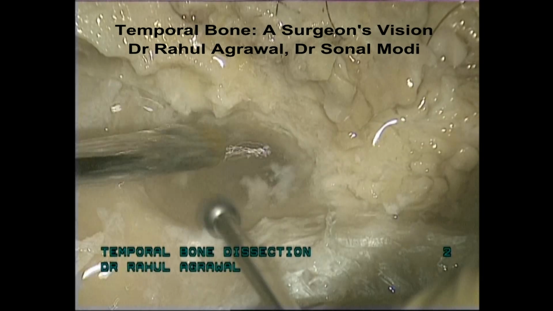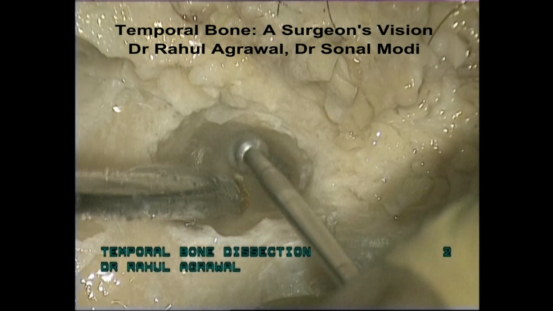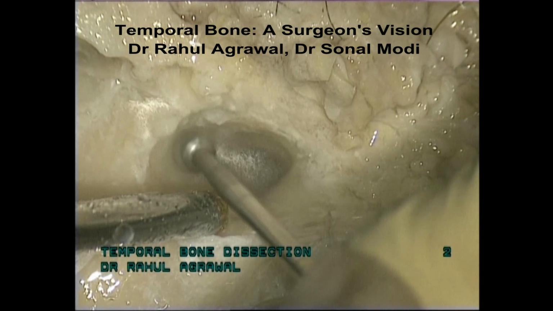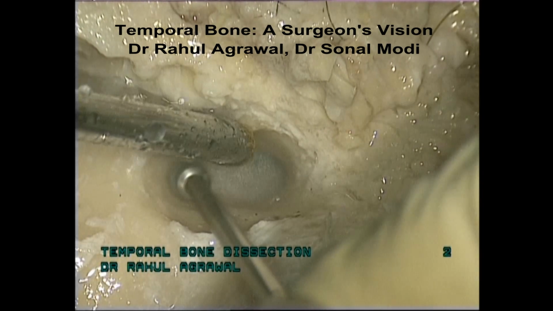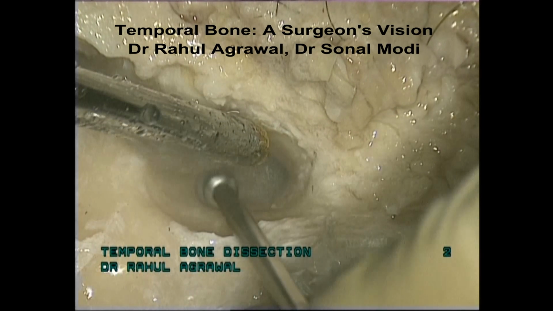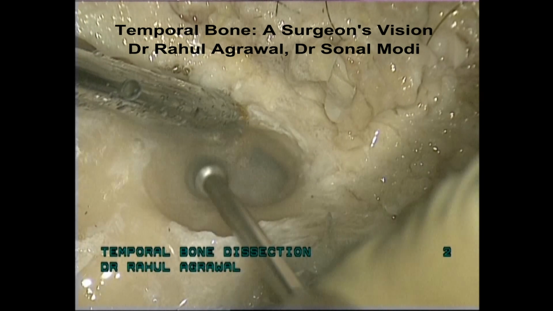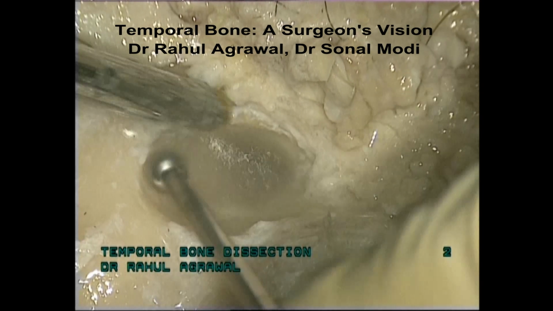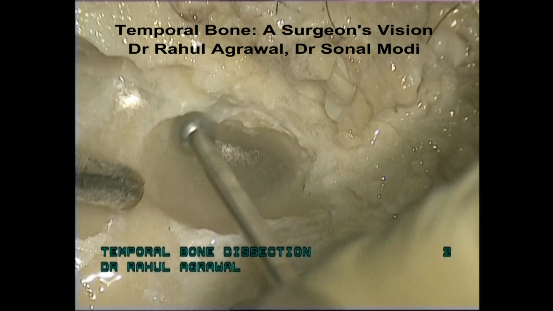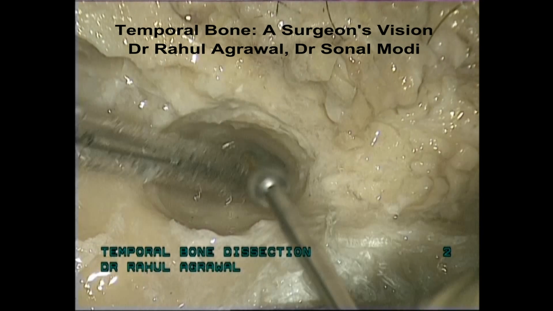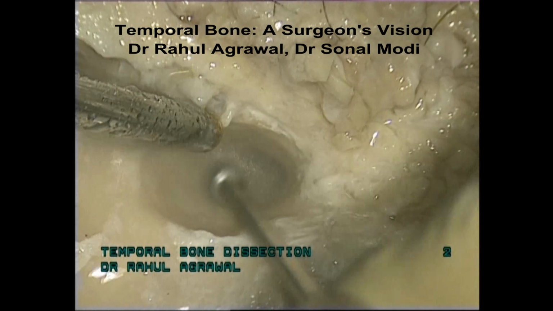Once the bone dust has been collected, you continue with the drilling. In inside-out mastoidectomy, your drilling is always in a circular manner so that you keep your canal circular all throughout. So first widen it on the lateral aspect and then go medially.